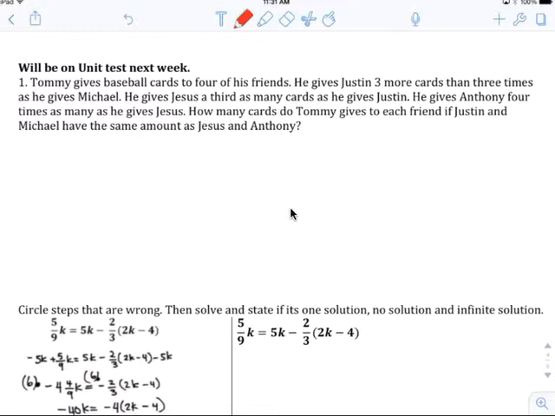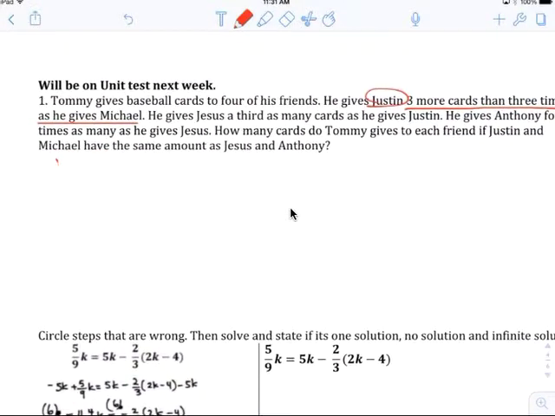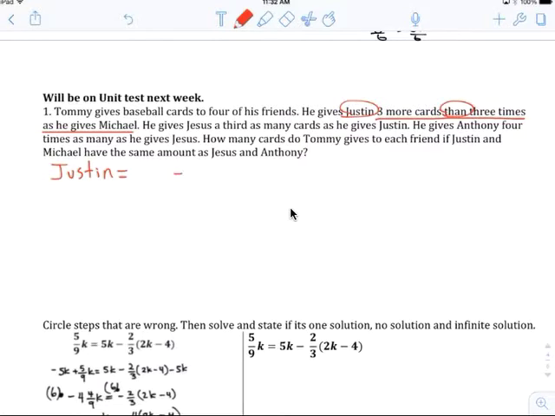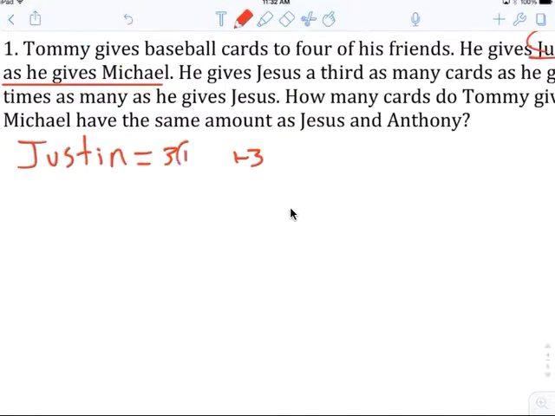So to avoid that type of mistake, I just use the same scenarios, and in this case I put Tommy gives baseball cards to 4 of his friends. You've heard of that one already. He gives Justin, you've heard Justin, but this has changed. 3 more cards than 3 times as he gives Michael, okay? So that, but the best thing to do is Justin is 3 more than, make sure you flip, plus 3 times just as much as Michael, so 3 times Michael. We'll just put 3 times Mike.